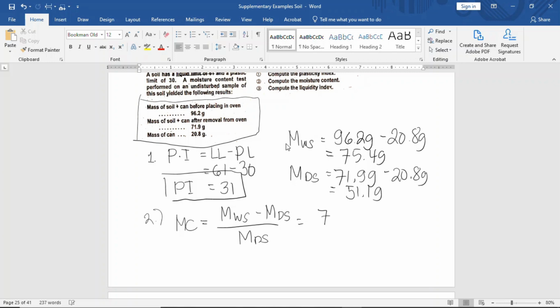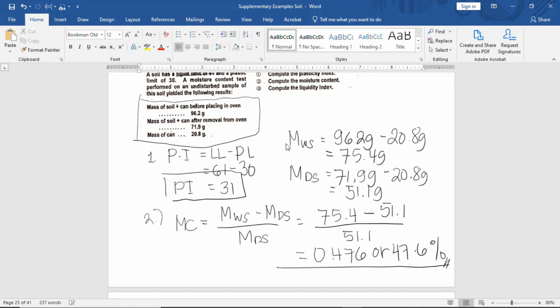So, 75.4 minus 51.1 all over 51.1 is equal to 0.476 or 47.6%. So, ito yung moisture content natin. So, ang last na pinapahanap natin is ang liquidity index.